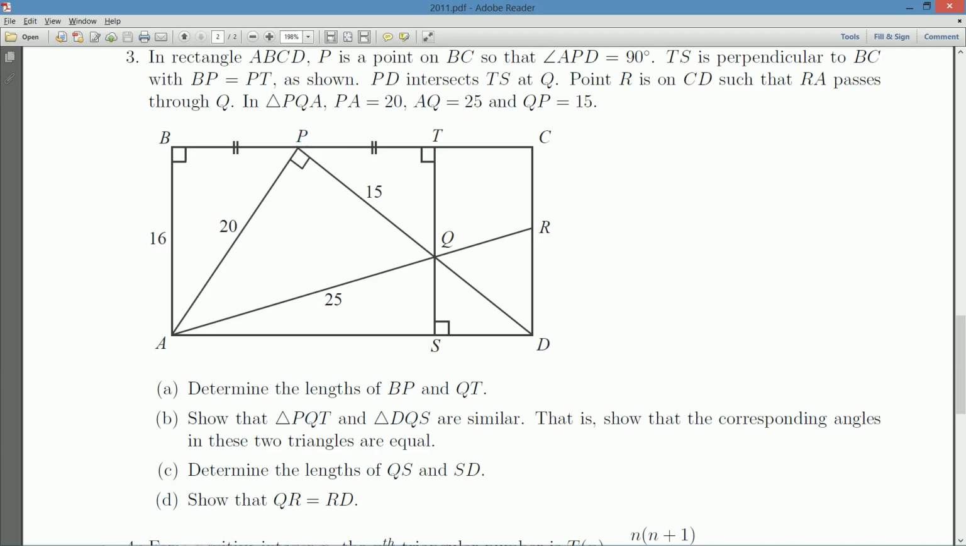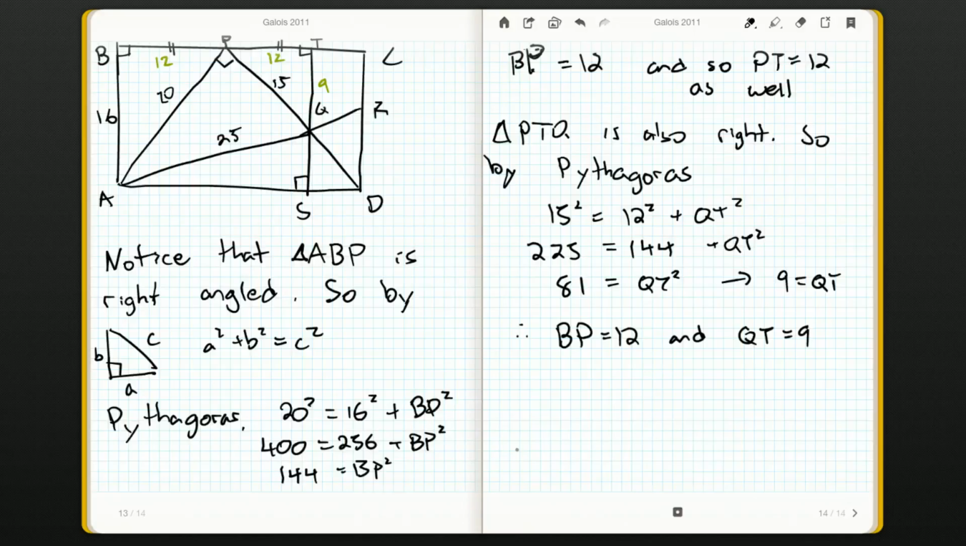So we want PQT and DQS. We want them to be similar. So the only way to show similarity is to show that they've got the same angles in the right places. But they give us a little hint to show us that anyway. So I use the single squiggly line for similarity. I use double squiggly line for congruence. That means they have the same angles and the same side lengths. But we want similarity.